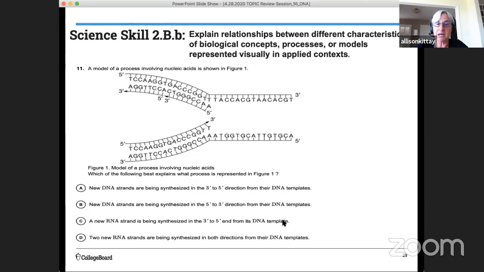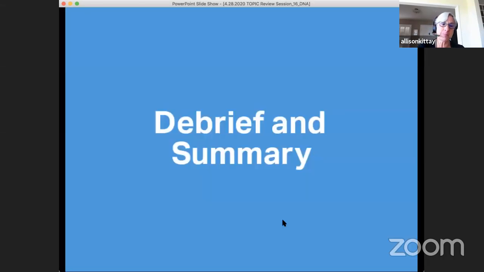A, new DNA strands are being synthesized in the 3' to 5' direction from their DNA templates. B, new DNA strands are being synthesized in the 5' to 3' direction from their DNA templates. C, the new RNA strand is being synthesized in the 5' to 3' end from its DNA template. And D, 2 new RNA strands are being synthesized in both directions from their DNA template. So I think you know that we can eliminate C and D, and now we need to understand our directionality. So is it going to be going in the 3' to 5' or the 5' to 3'? Hopefully you know that DNA is always going to be synthesized in the 5' to 3' direction because the new nucleotides are always added to the free 3' end. So here's your debrief.